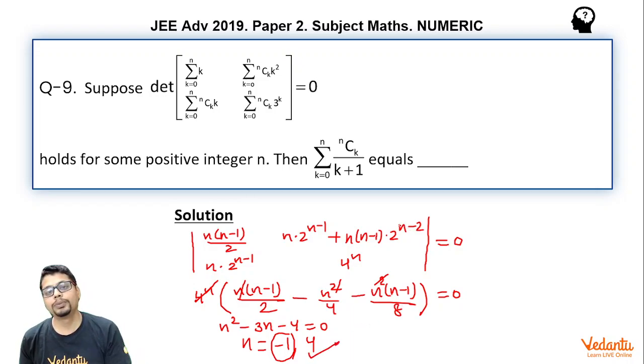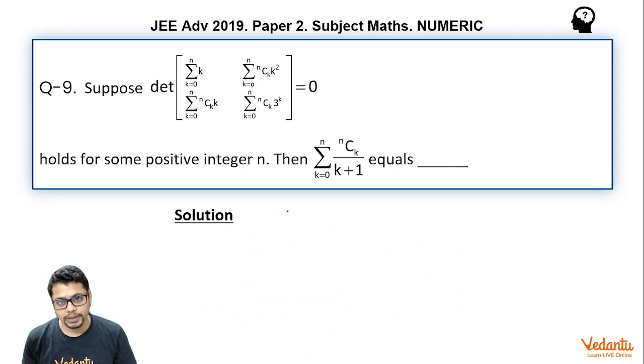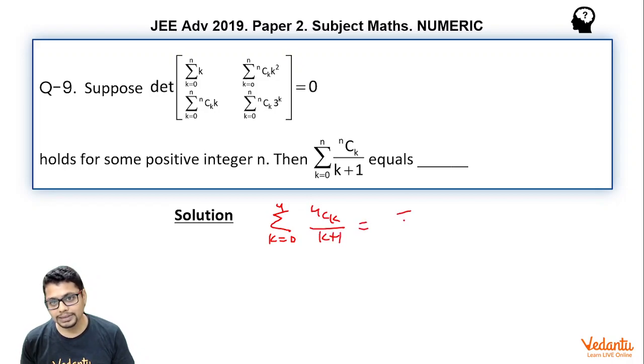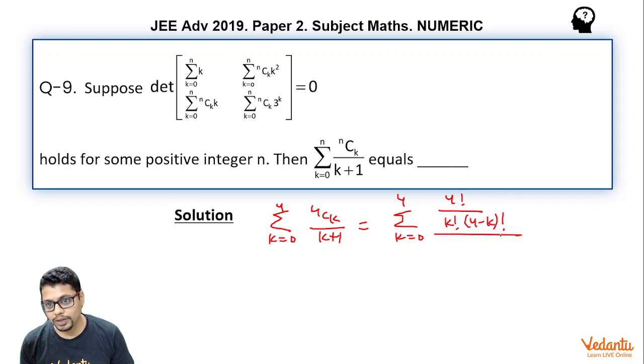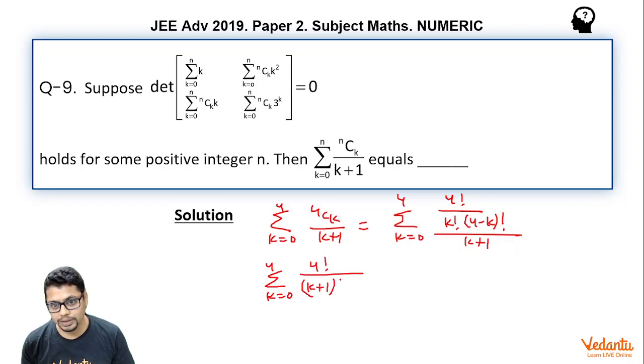Now having got n to be 4, let's evaluate this expression. Here it becomes sigma k equal to 0 to 4 of 4 c k by k plus 1. Now we can write this as sigma k equal to 0 to 4 of 4 factorial divided by k factorial times 4 minus k factorial, whole divided by k plus 1. So this essentially becomes sigma k equal to 0 to 4 of 4 factorial divided by k plus 1 factorial times 4 minus k factorial.